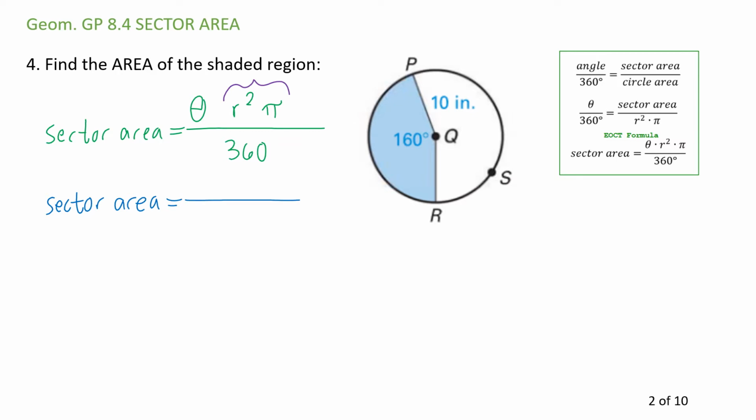So the central angle is 160. The radius in this case is 10. And then over 360. That's the answer. Looking at this picture, it looks like it's going to be about half of the area, but I don't really need to wonder about that. I'm just going to go ahead and plug it into my calculator.